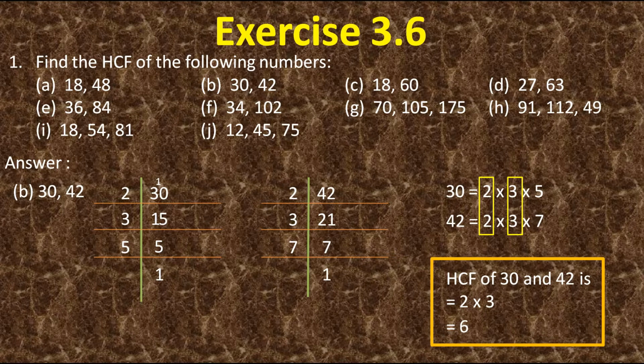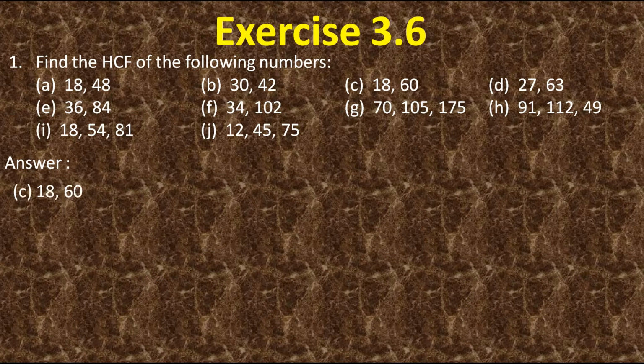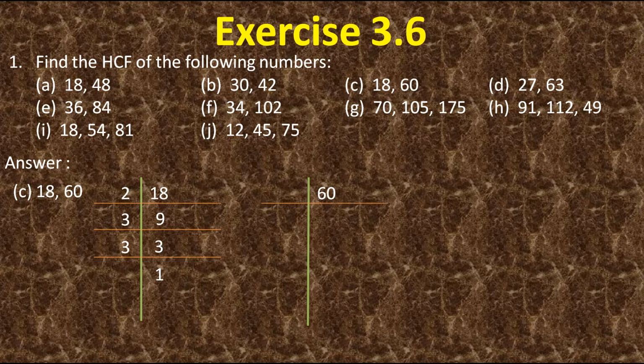Now let's move to the third one, that is 18 and 60. Okay, so the prime factorization of 18 is 2 9s are 18. 3 3s are 9. 3 1s are 3. And the prime factorization of 60 is 2 3s are 6. 0. Okay, 2 zeros are 0. Now 2 1s are 2. We got 1 as remainder, that we will put in front of the next number. Then it became 10. So 2 5s are 10.